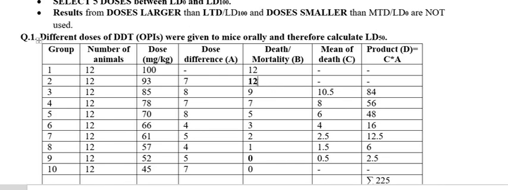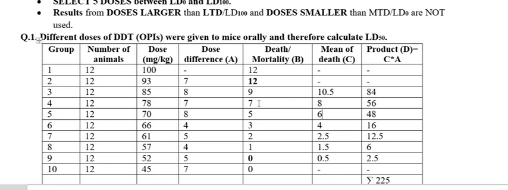So here, this plus this divided by 2. So 12 plus 9 is equal to 21, divided by 2 is equal to 10.5. For this one, the interval mean of death is the adjacent mortality or death, this one and this one. So 9 and 7 is equal to 16, divided by 2 is equal to 8.